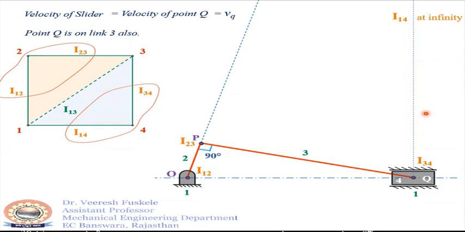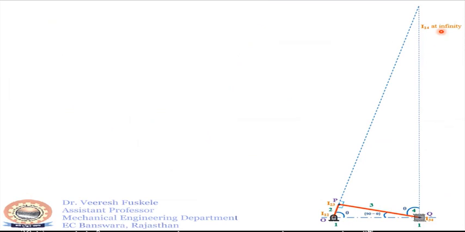Now it's getting out of the screen, so let me reduce the scale. Something like this. So at the intersection of these two lines, we will get I13 as discussed earlier. So this is the location of I13 and we will name it as point R. Now having known this instantaneous center I13, we can determine the velocity of point Q, or the angular velocity of link 3 as omega 3.